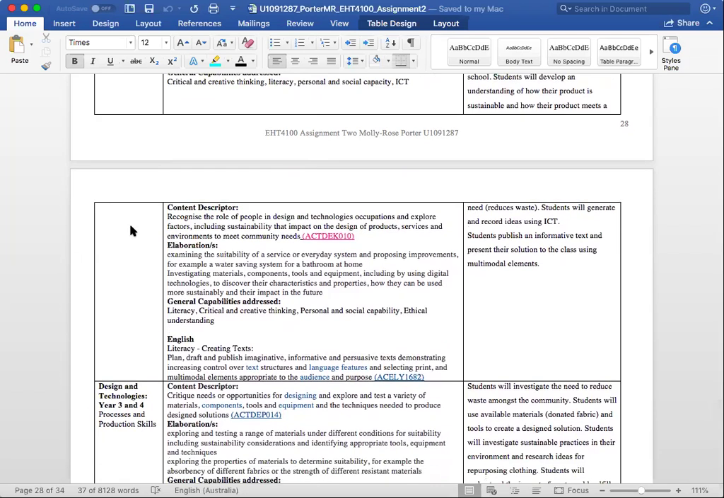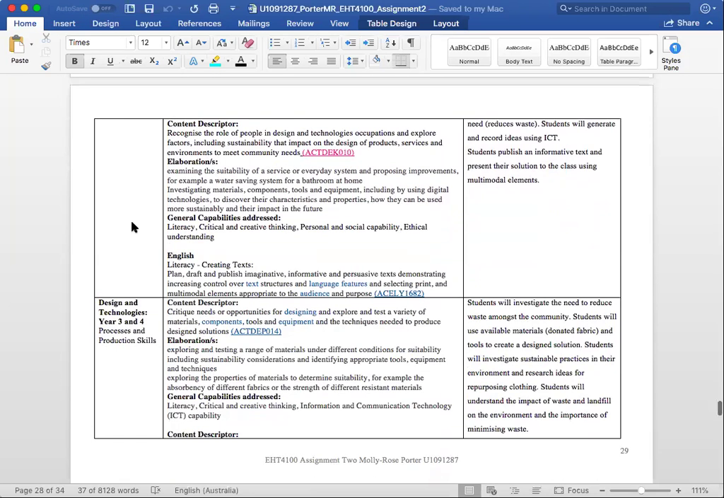They also address general capabilities for this content descriptor: literacy, critical and creative thinking, personal and social capability, ethical understanding. This is because they are being understanding of the group members, they are collaborating with others, they are organising information, they are recording ideas, and they are further developing their presentation.